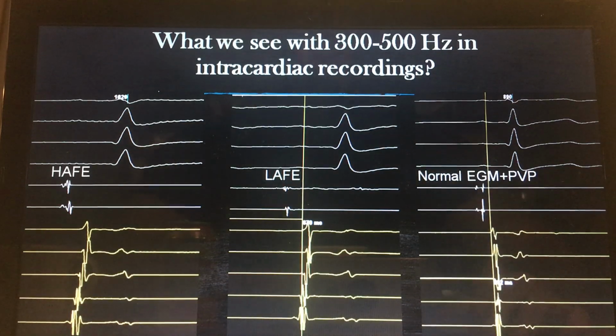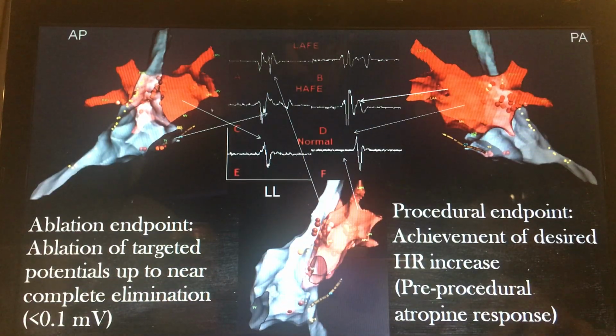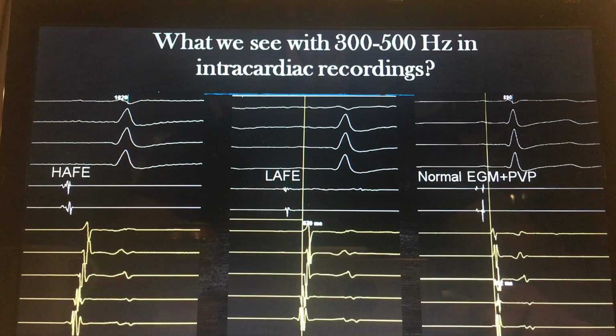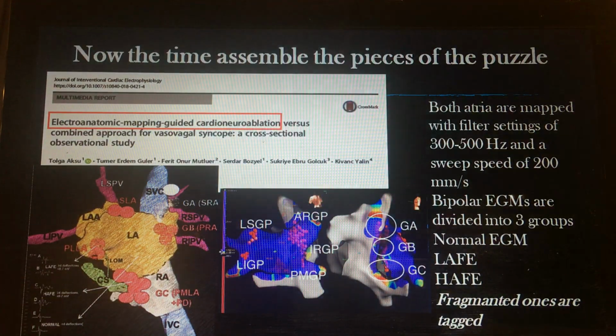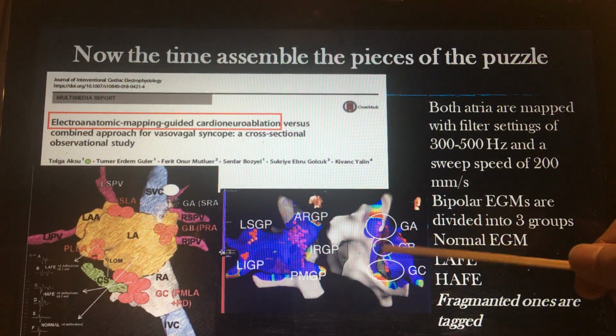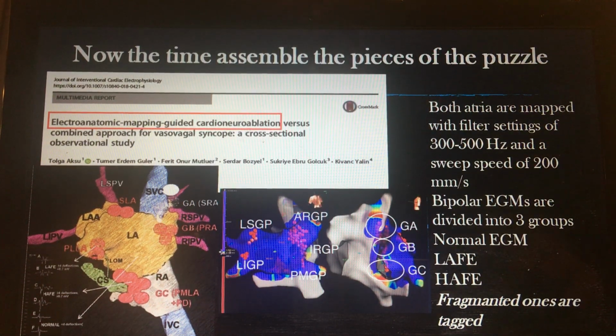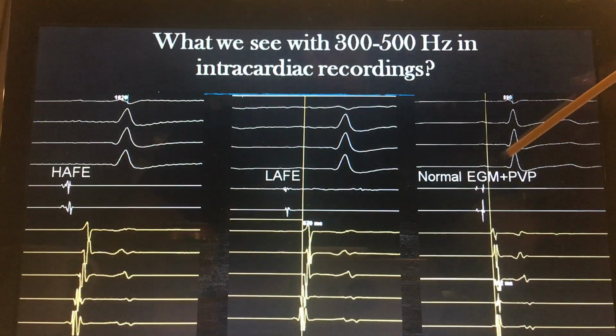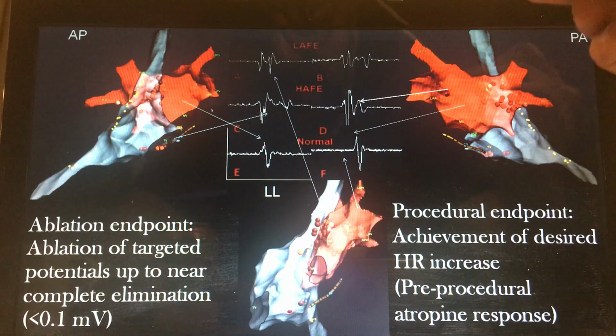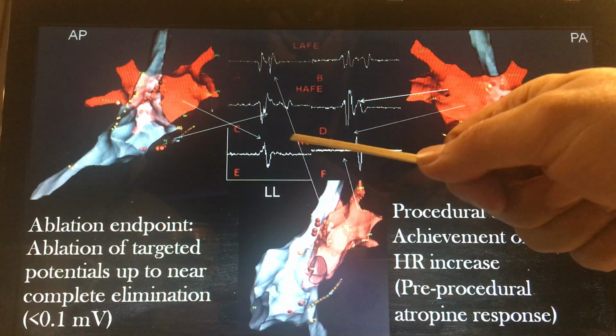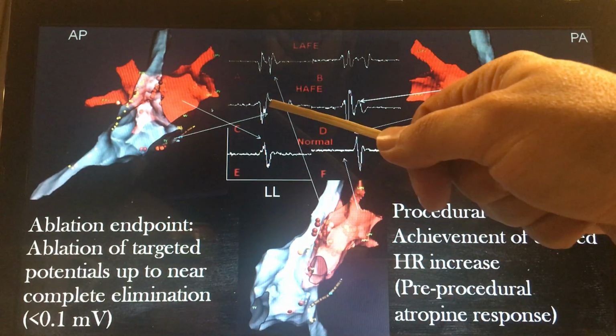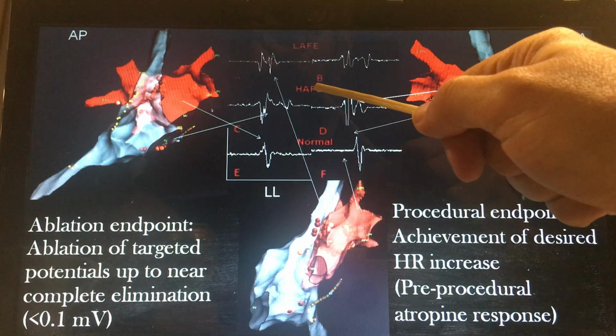As you see here, both ganglion A and ganglion B sites are very close to the ostium of the right superior pulmonary vein. So you can also see pulmonary vein potentials at those sites. This is another example. You can easily differentiate normal atrial electrograms from fragmented electrograms.